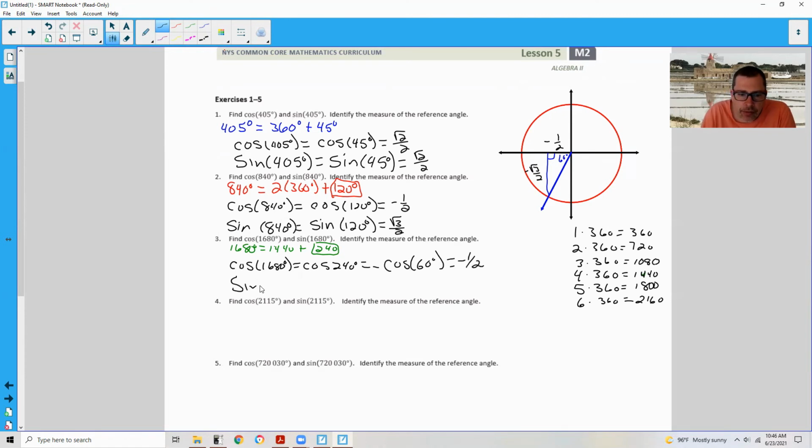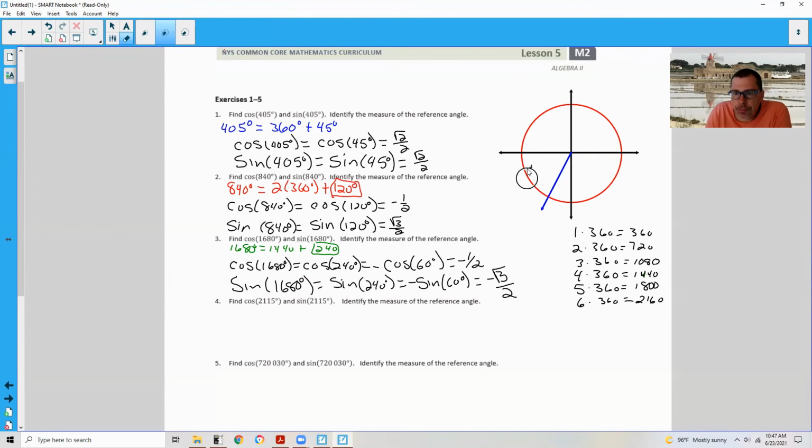The sine of 1,680 degrees equals the sine of 240 degrees. And I'm putting parentheses around these for a reason. And the sine in the third quadrant is also negative. So I'll say the negative sine of 60 degrees, which equals a negative, and the sine of 60 is opposite, negative root 3 over 2. Okay, just need to be careful with these values. I need to be more careful. So here we go, next one.